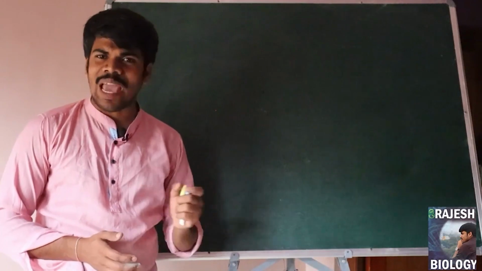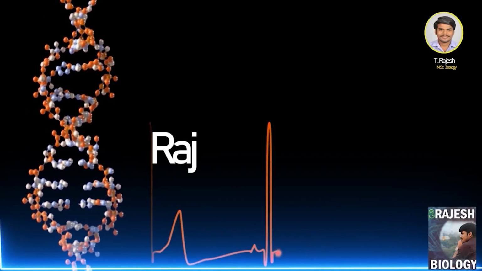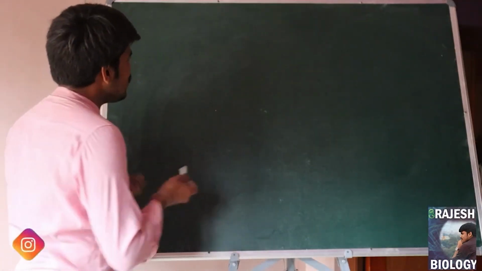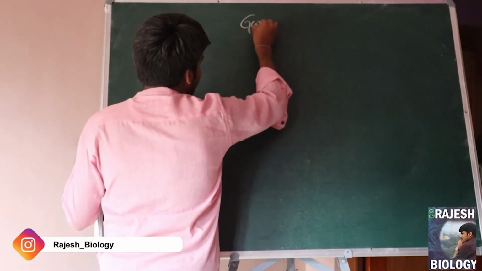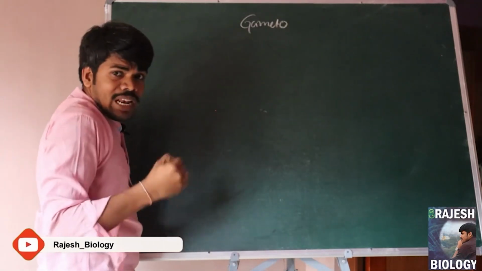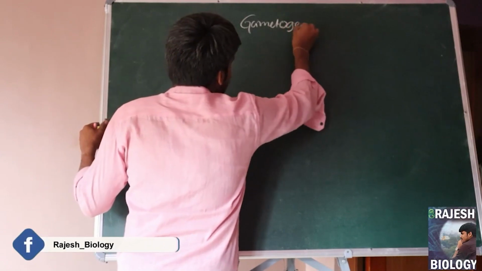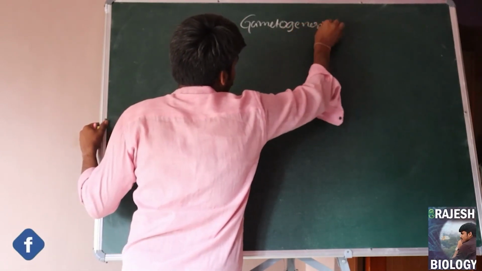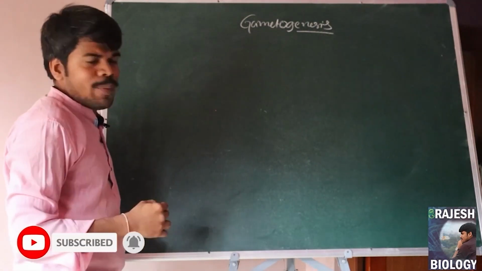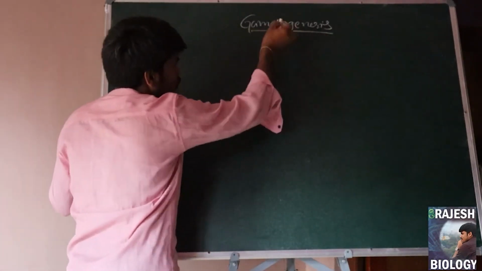Today our topic is gametogenesis, in that spermatogenesis. First of all, what does gametogenesis mean? There are two types of gametes, that is, male gametes and female gametes in the reproductive system. Genesis means generating or producing. So genesis of gametes, the producing of the gametes. How the gametes are produced, that process is called gametogenesis.